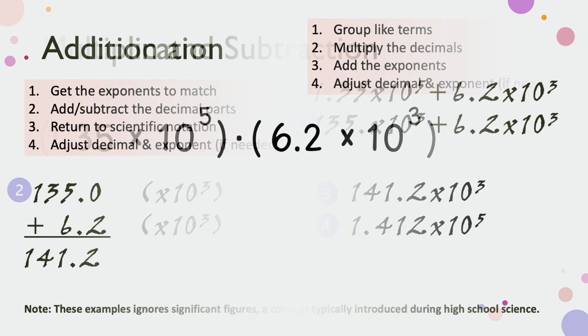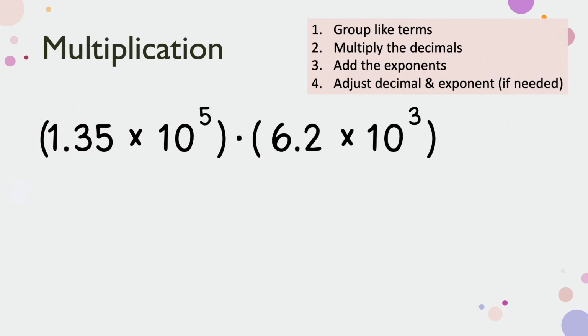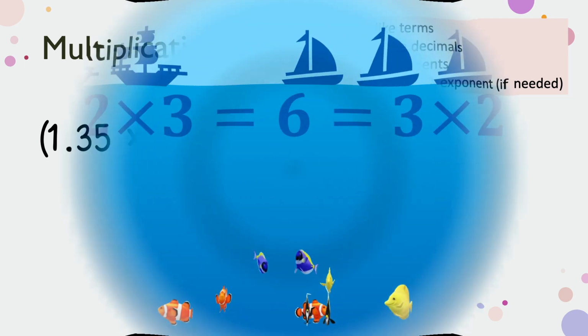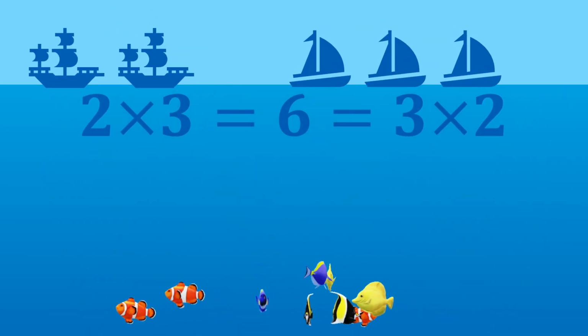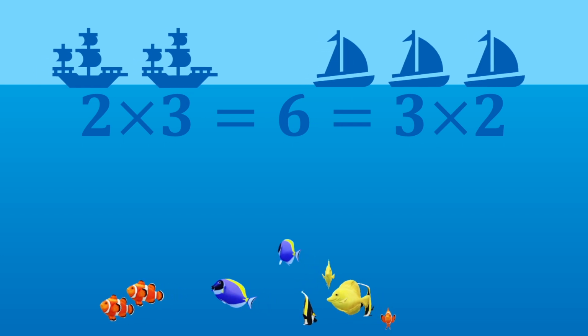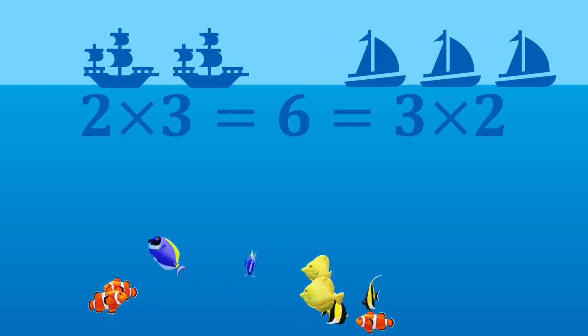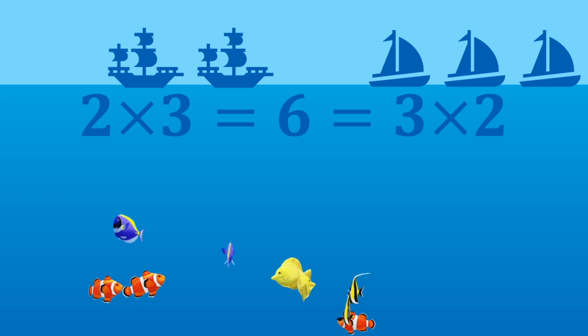We're going to use the same 2 numbers to explore multiplication. For multiplication, we'll rely on the fact that order doesn't matter in multiplication. Just like if you have 3 ships with 2 sails each, or 2 ships with 3 sails each, you still have a total of 6 sails, because 2 times 3 is the same as 3 times 2, which is equal to 6.